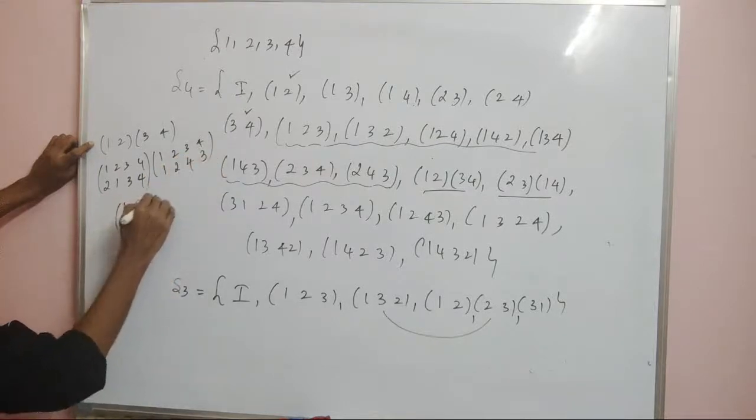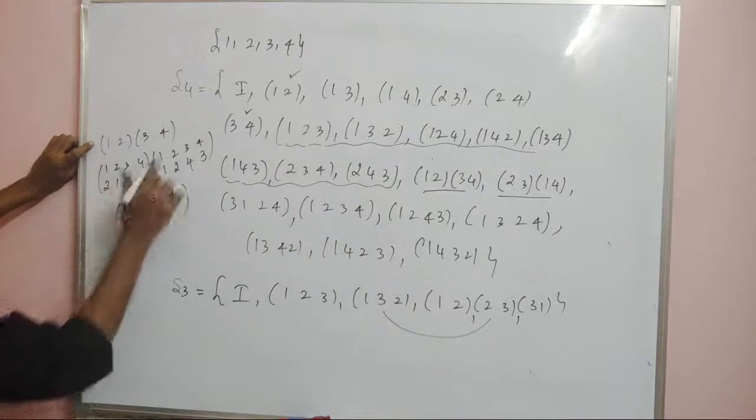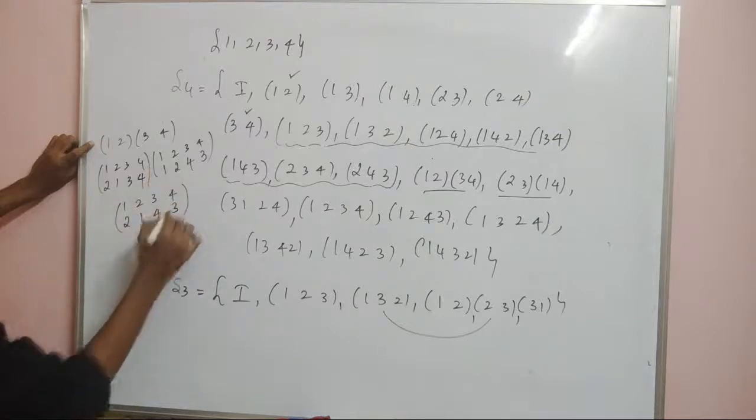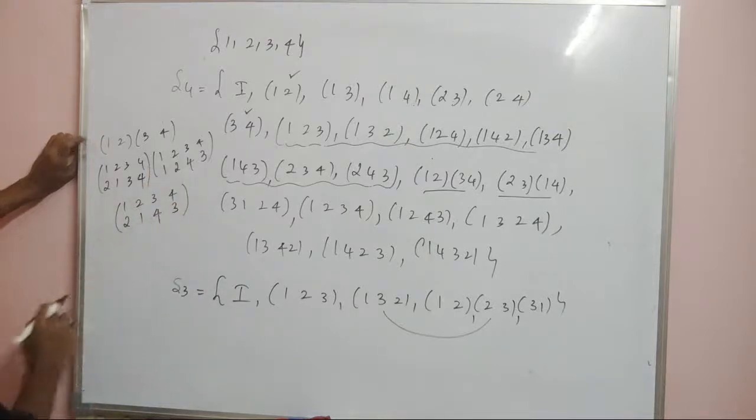So what will be the product of these two permutations? 1 goes to 2, 2 goes to 2, 2 goes to 1, 1 goes to 1, 3 goes to 3, 3 goes to 4, 4 goes to 4, 4 goes to 3. So we have 2 1 4 3.